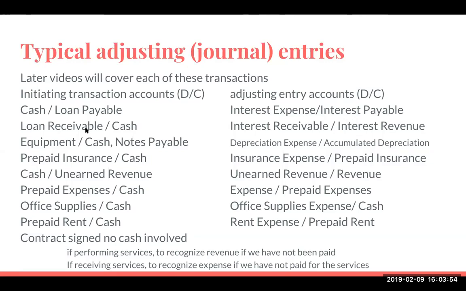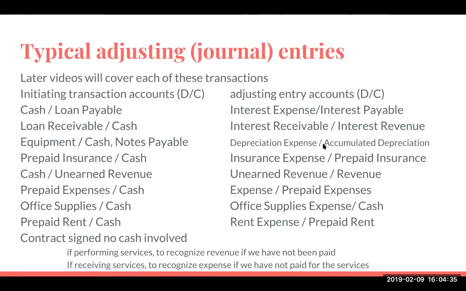When I'm giving somebody money in the form of a loan, I'm debiting loan receivable and crediting cash. My journal entry to reflect the adjustment will be a debit to interest receivable and a credit to interest revenue. Will that journal entry ever change? No. Then here, if I'm acquiring equipment, I'm either paying with cash or cash and notes payable or a combination thereof. The adjusting journal entry I make is going to be a debit to depreciation expense, which is an expense account, and a credit to accumulated depreciation, equipment, which is what we call a contra asset account.